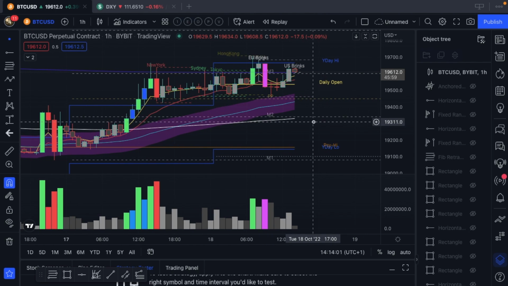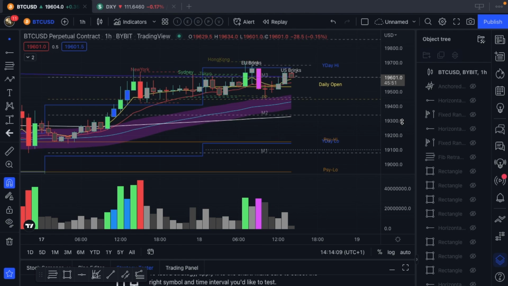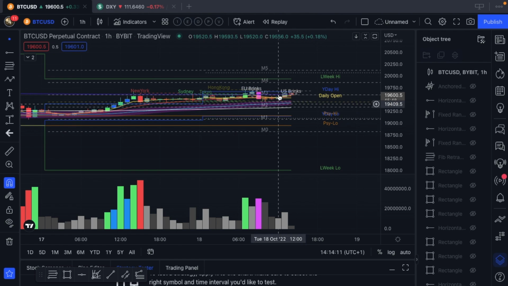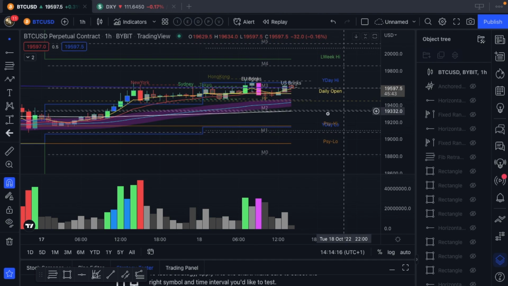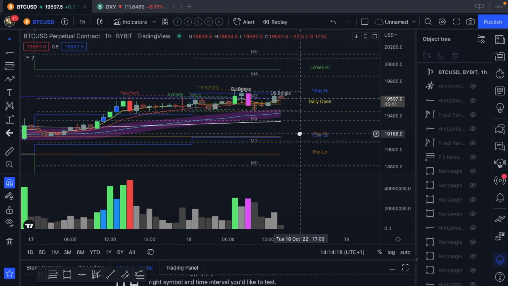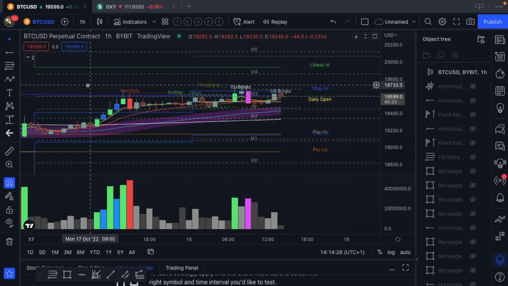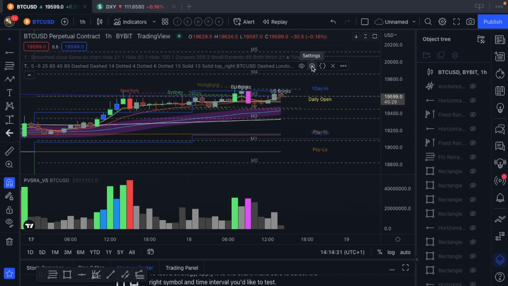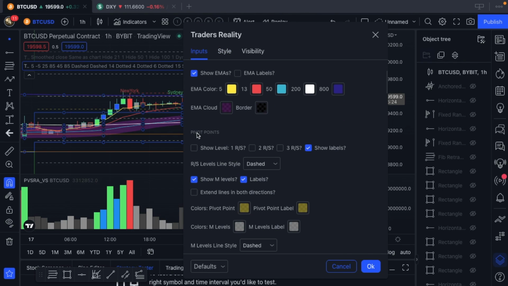Okay, now the question of these informational lines here, the M0, M1, M2, M3, M4, and M5. So these are pivot points, and they're based on the traditional pivot point indicator. What I'll do is open it up here, go into inputs, and see pivot points.